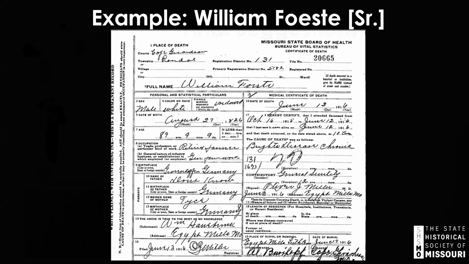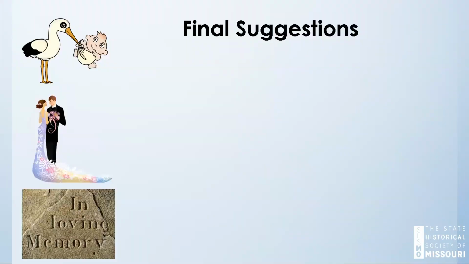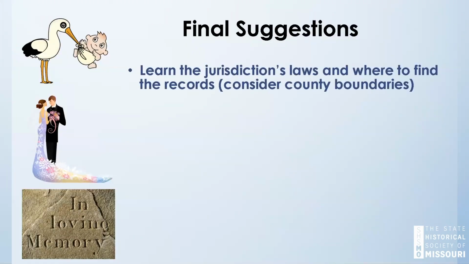A few final suggestions, and I hope this has been helpful. First of all, learn the laws of the jurisdiction and where you find the records. And another thing to always consider is, were the county boundaries the same at the time of your ancestor's birth or death? In which case you may have to look in more than one county. Also, consider you might have to look in adjacent counties just in case.